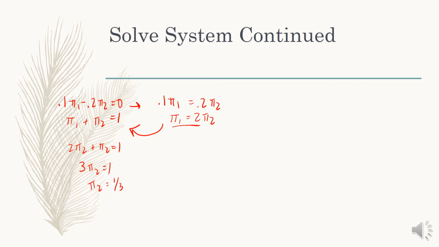And I know from this equation that pi 1 is just 2 times that value. So pi 1 is 2/3, pi 2 is 1/3. And what that means for us is that in the long run, we can expect 2/3 of customers to be shopping at Murphy's, and we can expect 1/3 of customers to be shopping at Ashley's. These are the steady states for the two states. So state 1 was Murphy's, state 2 was Ashley's. This is what we expect in the long run.